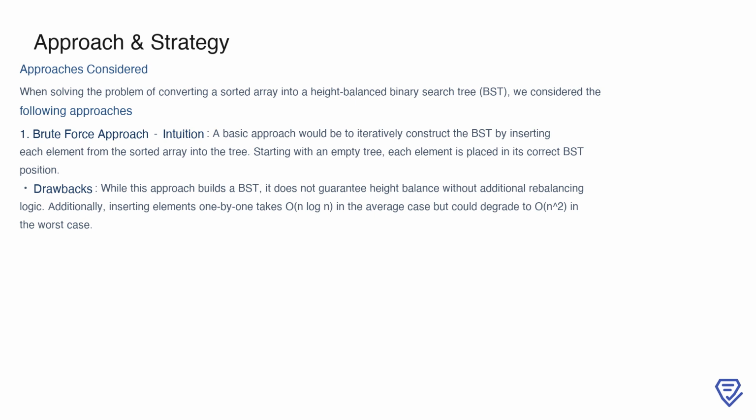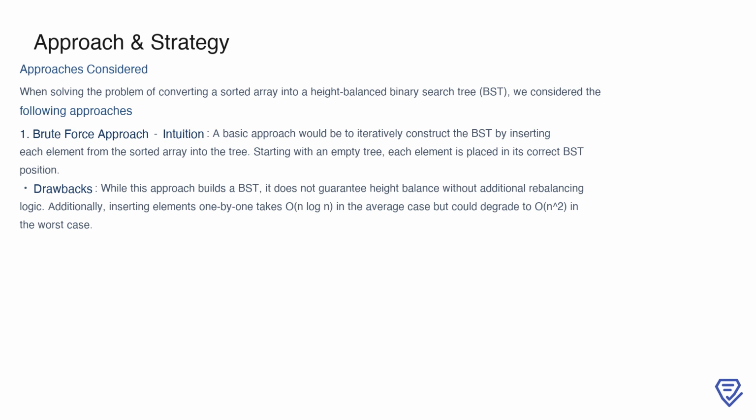To solve the problem of converting a sorted array into a height-balanced binary search tree, several approaches were considered. One of the simplest is the brute force approach. Here, you iteratively construct the tree by inserting each element from the array into its correct position in the BST. While this method builds a valid binary search tree, it has significant drawbacks. First, it does not inherently ensure that the tree is height-balanced. To achieve balance, you would need to add additional rebalancing logic, which increases complexity.